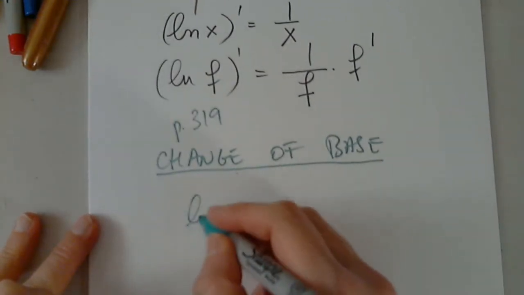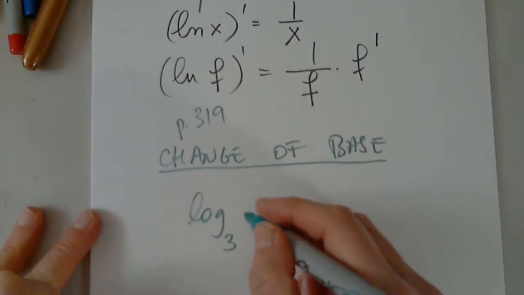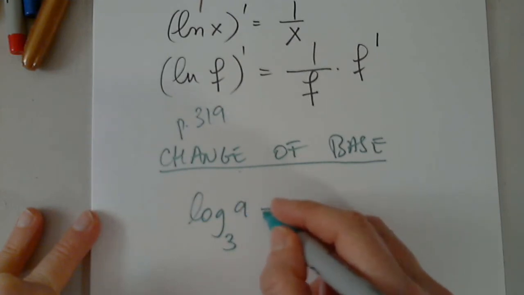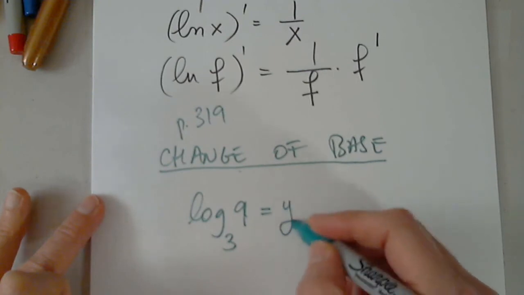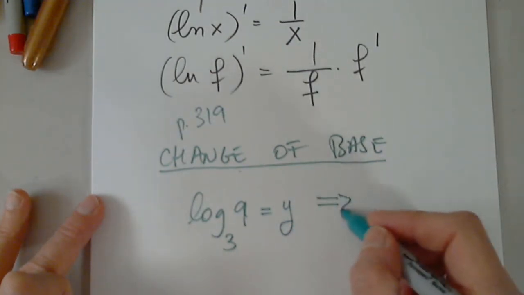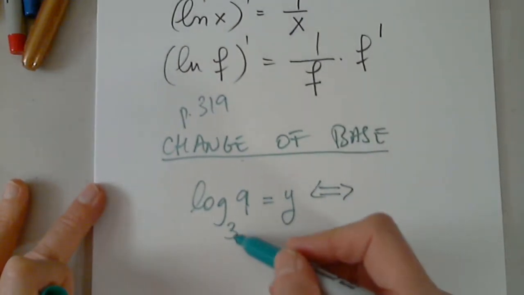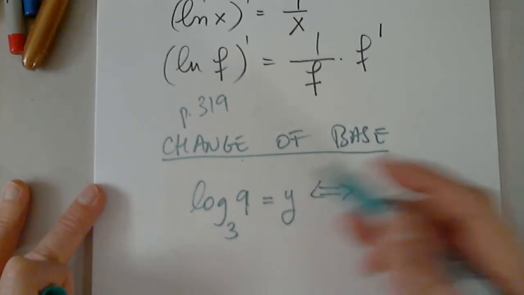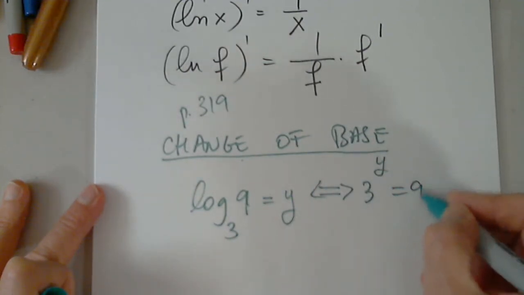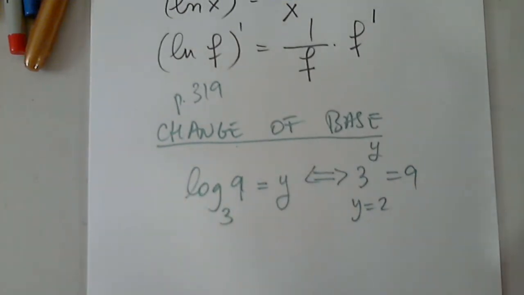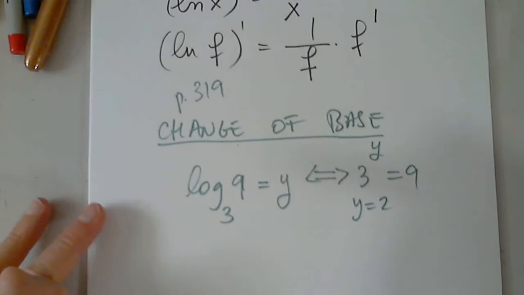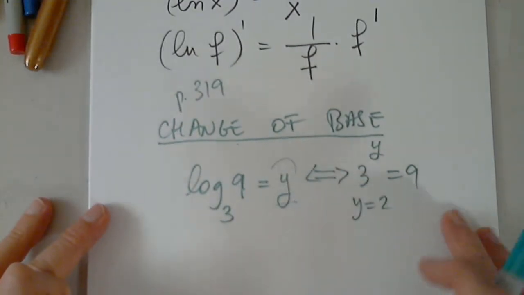But for example, if I have log base 3 of 9, I don't need any calculator for this. Because it's a number, I know I can change this into an exponential equation. 3 raised to y equals 9. And I know that y must be 2. There is no discussion there. Only 3 squared will be 9. So then the answer here is 2.